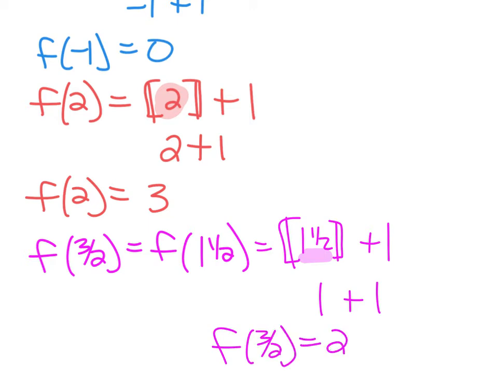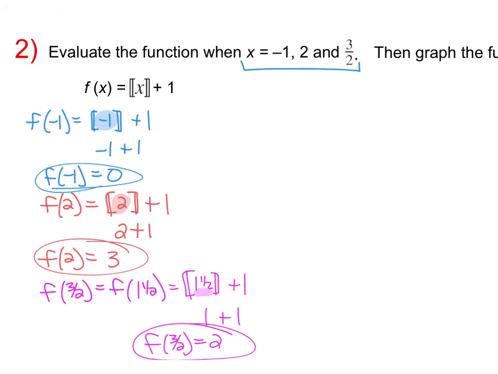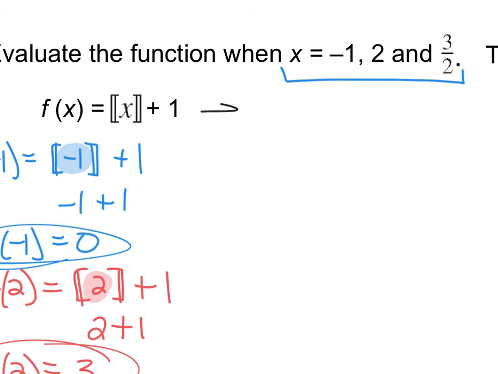So there's my three values. We got 0 for f of -1, we got 3 for f of 2, and we got 2 for f of 3 halves, or 1.5. Now to graph this function, we know it's going to look like stairs. Okay? It should look like stair steps.